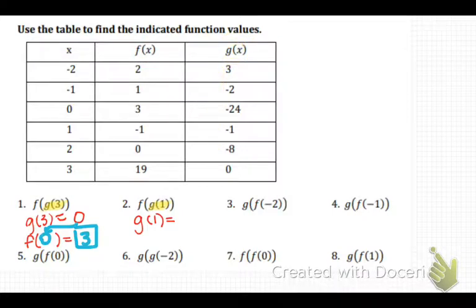And what is g of 1? Negative 1. Do we all agree with that? Okay. So g of 1 is negative 1. Can I get a volunteer to tell me what I do next? F of negative 1. Do we agree with them? Okay.